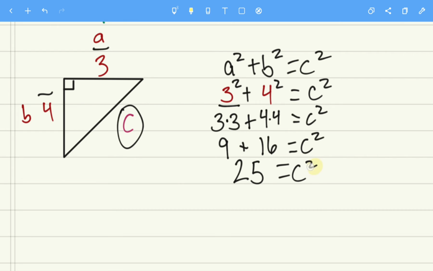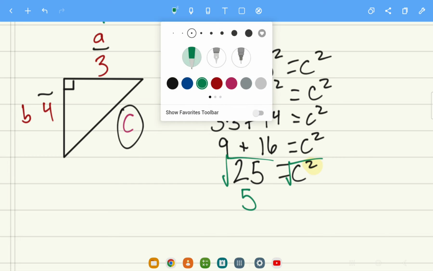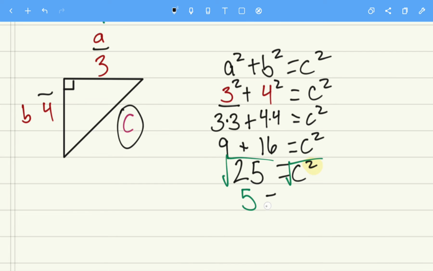Now, to get rid of this square, I have to take the square root of both sides. So let's take the square root of C squared and the square root of 25. Square root of 25 is 5. And square root of C squared is just C. And that is all we have to do. So we have figured out the hypotenuse of our right triangle.